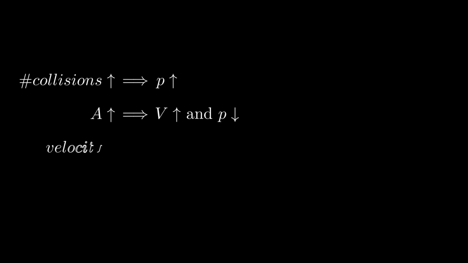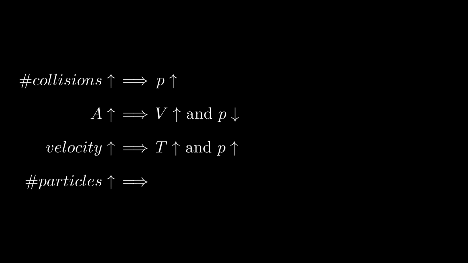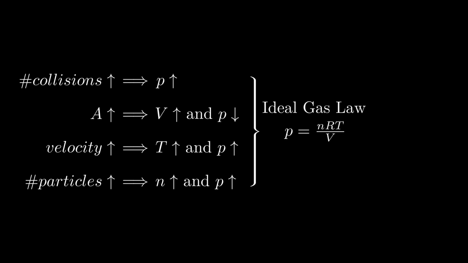To summarize, when the number of collisions goes up, the pressure goes up. And when the surface area of the container goes up, the pressure goes down. When we increase the velocity, the temperature is going to be increasing. And as we saw, the number of collisions and therefore the pressure is also going to increase. When we increase the number of particles, the number of collisions went up and therefore the pressure also goes up. These sets of relationship combine to develop what we know as the ideal gas law, which can be written like this.